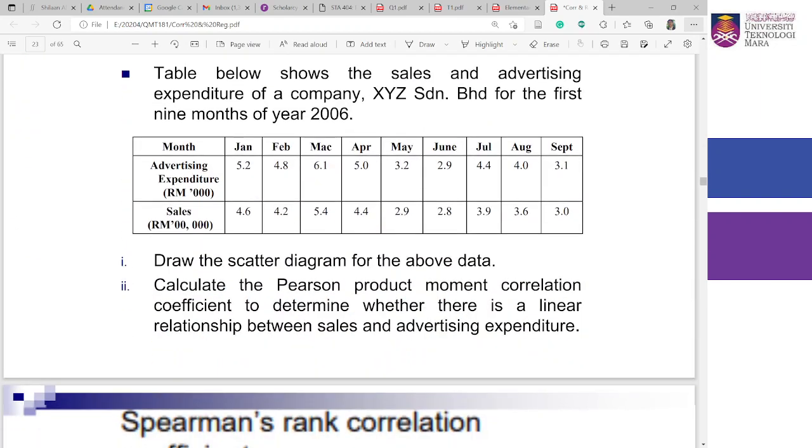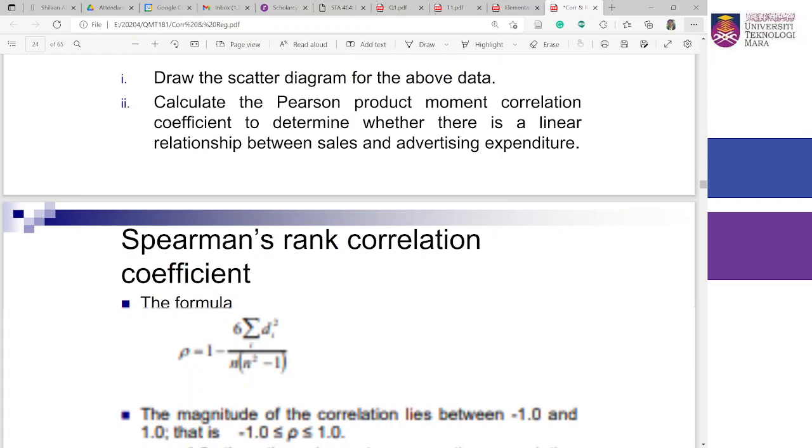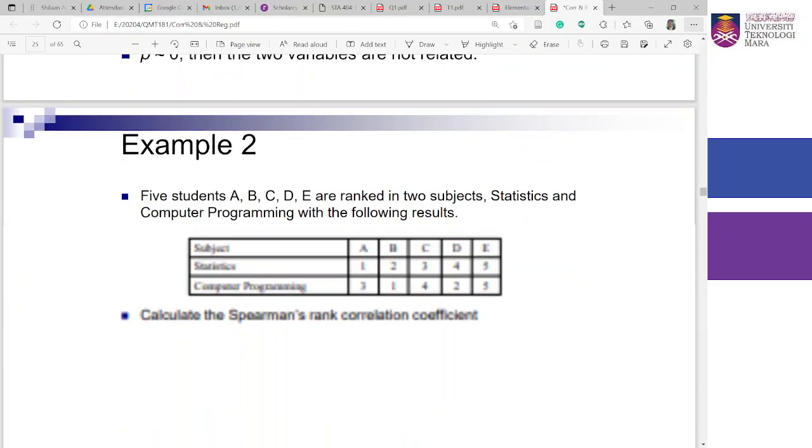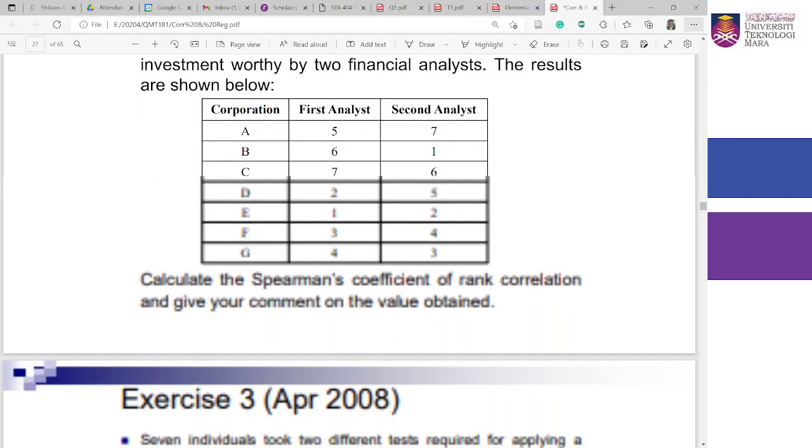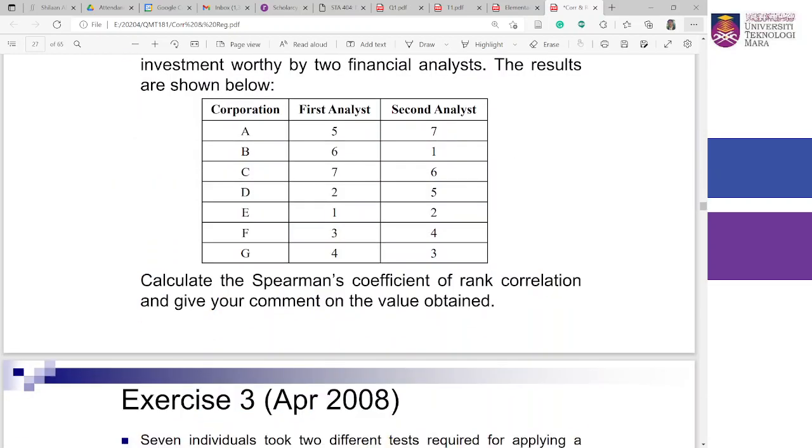Any questions so far? So yang ni boleh try lah. Okay, and then ada juga soalan-soalan lain. Yang mana statement tu you all boleh discard saja daripada you all punya text. Okay, so ada soalan so far?